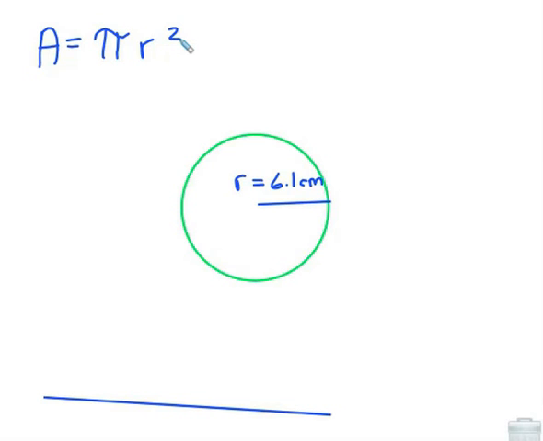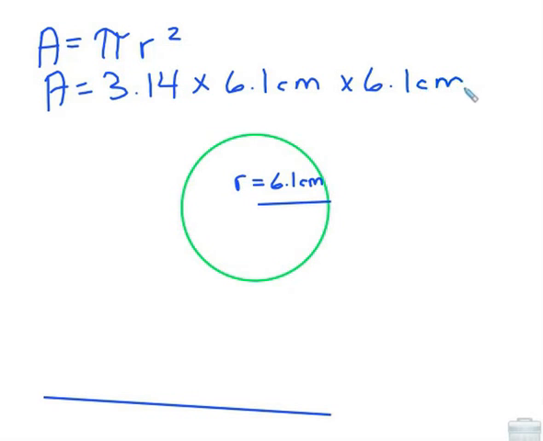We just take all the values from here and plug them into here. So area equals 3.14 times the radius, 6.1 centimeters. I'm going to put units. Times 6.1 centimeters. Now on your calculator, you can use the pi button or 3.14.